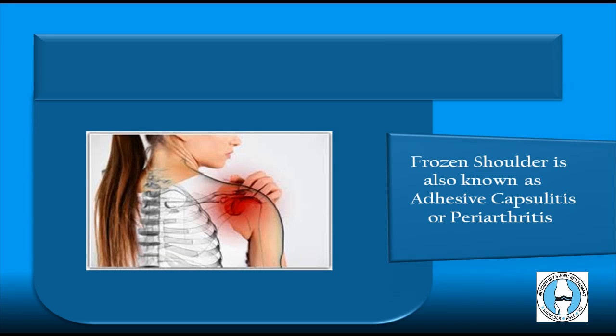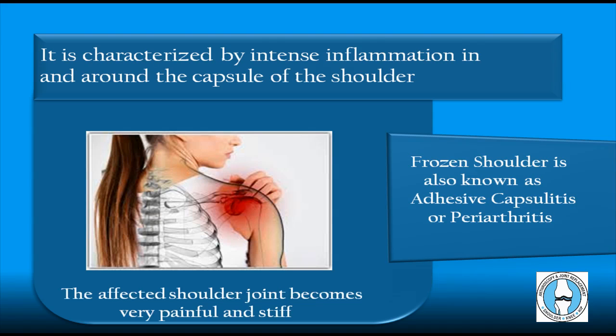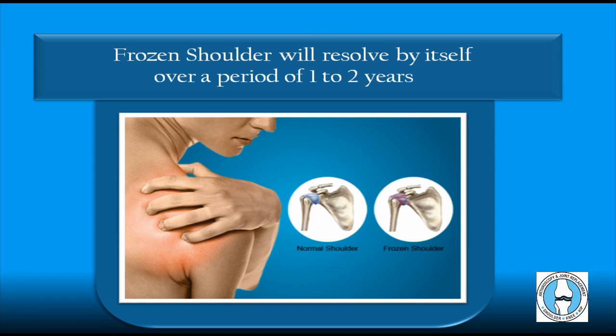What is frozen shoulder? Frozen shoulder is also known as adhesive capsulitis, or periarthritis. It is characterized by intense inflammation in and around the capsule of the shoulder. The affected shoulder joint becomes very painful and stiff. How is frozen shoulder treated? In most cases, frozen shoulder will resolve by itself over a period of 1 to 2 years.